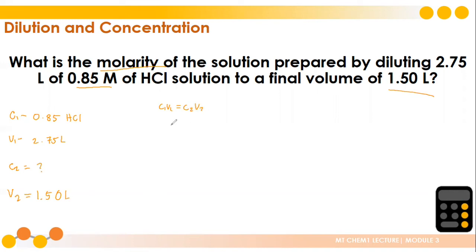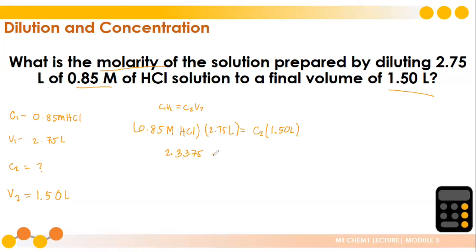Let's try it first with our first method. So again, substitute the formula with the given quantity. For C1, we have 0.85 moles of HCl. Then we multiply it by the volume 1, which is 2.75 liters. Equals to C2, which is what we're looking for. And then multiplied it by the final volume, which is 1.50 liters. Then proceed: 0.85 moles times 2.75 is 2.3375.